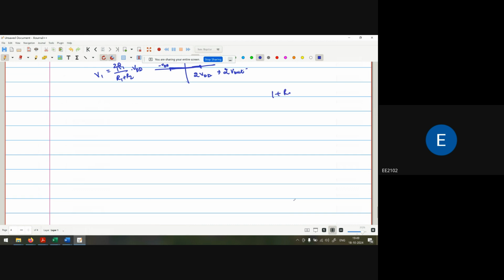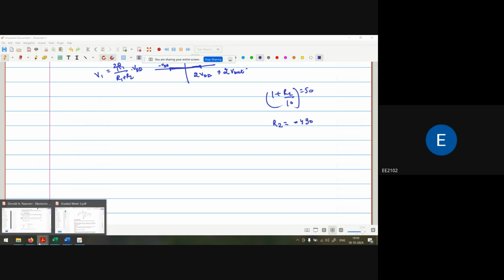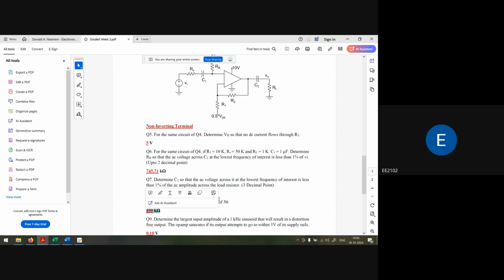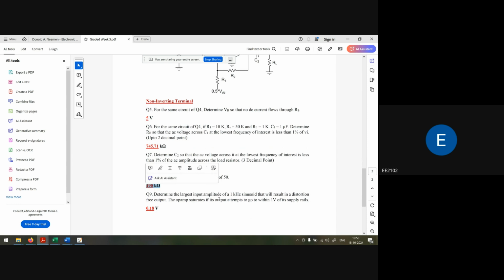1 plus R2 by 10 is equal to... the value of R2 is not exactly this one. This is 490. Okay.